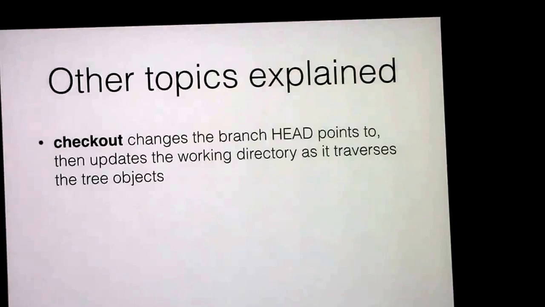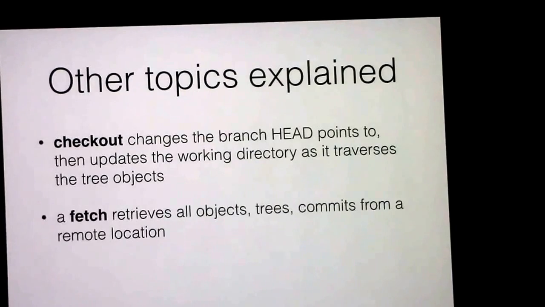I have 3 slides left. Checkout just changes the branch that head points to. We've already seen how that works. And then it updates the working directory. Fetch is a command you might have used in Git. All fetch does is it pulls down all the objects, including trees, commits, and blobs from a remote repository. I mean, it might be on the same disk or whatever, but as far as Git's concerned, it's somewhere else. That's all fetch does, just pulling all those blobs and trees down. It doesn't do anything else.